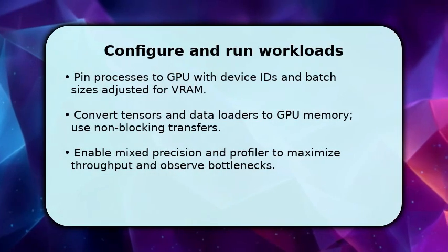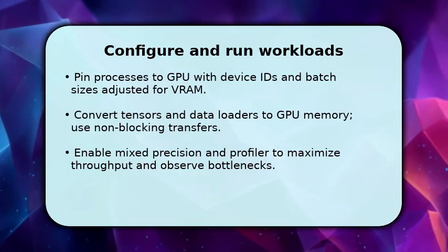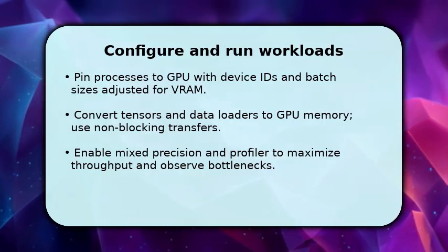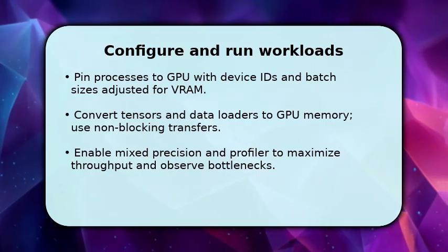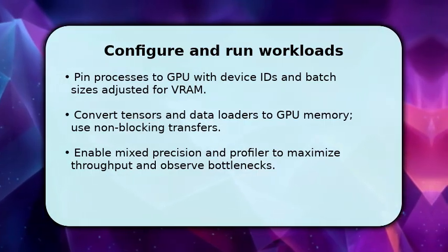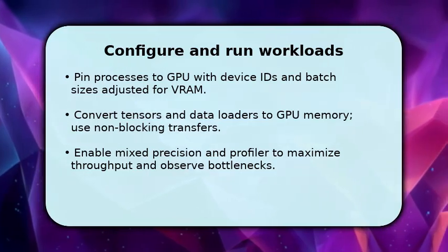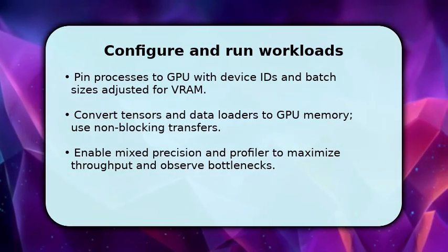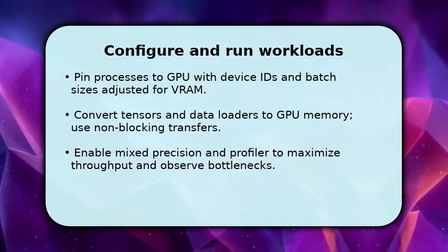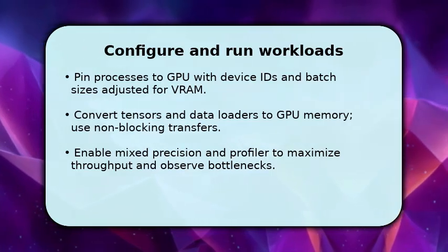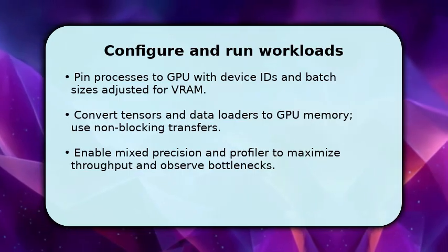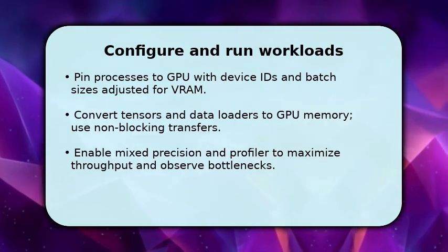You now adapt code and data to the GPU, move tensors, models, and data loaders onto the device, and use non-blocking transfers for overlap. Once data lives on the GPU, increase batch sizes to use memory efficiently but avoid out-of-memory errors. Enable mixed precision when supported to accelerate math and reduce bandwidth. This often yields large speedups.